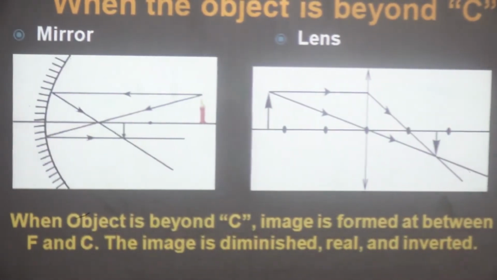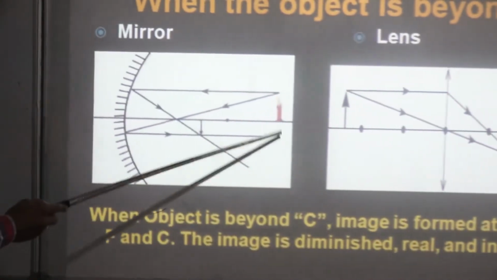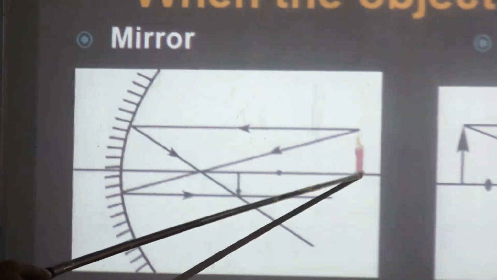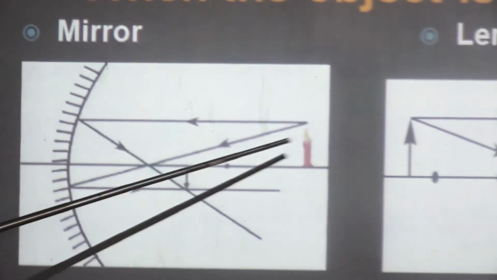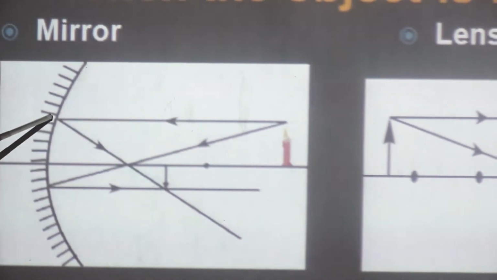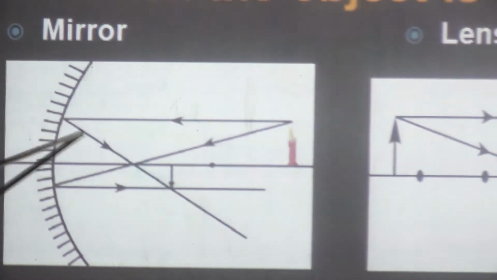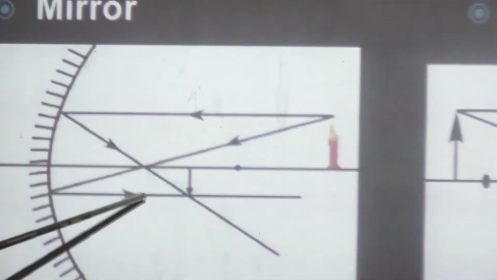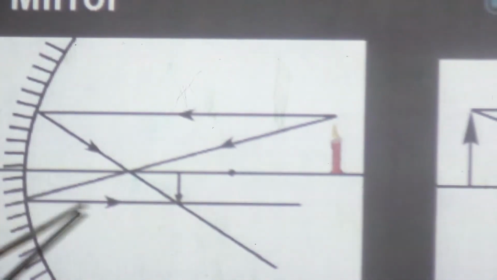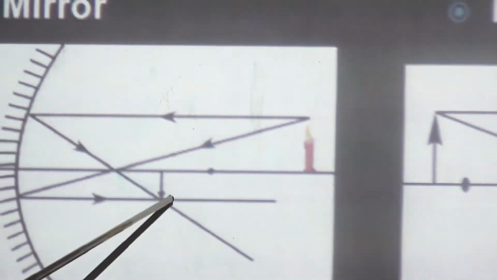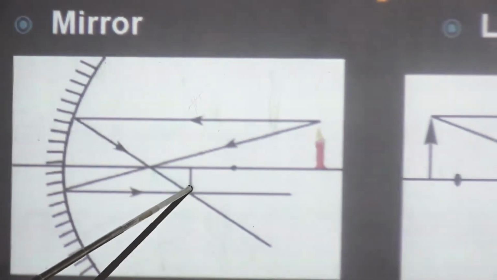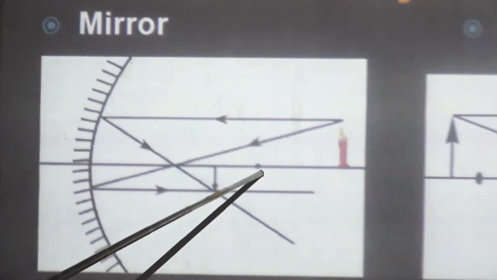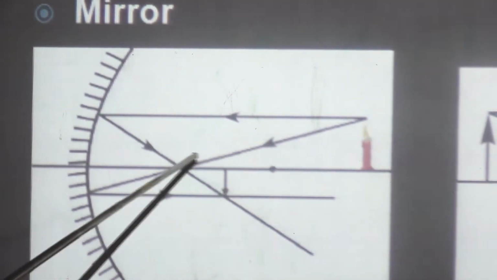Next. Now from the infinite distance, the object is brought nearer to the mirror, that is beyond C. Now here you see. One ray parallel to the principal axis, after reflection passes through F. Another ray passing through F, after reflection passes parallel to the principal axis. Now these two rays are meeting here. Now here the image is formed. This is the image. Now where is the image formed? In between C and F.